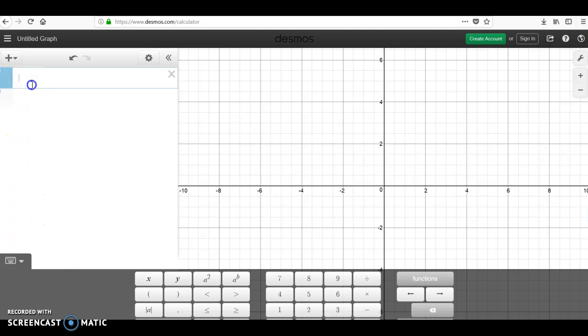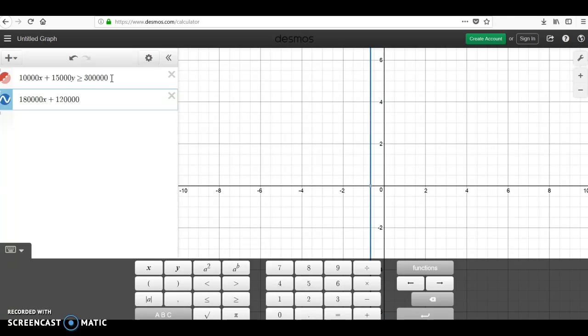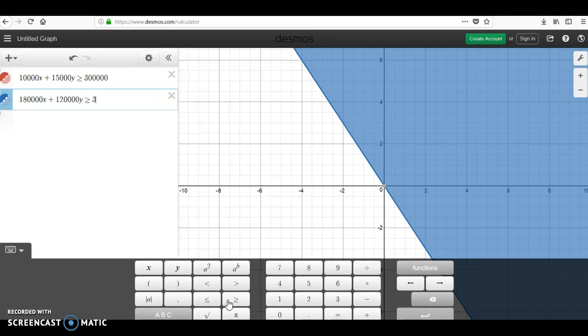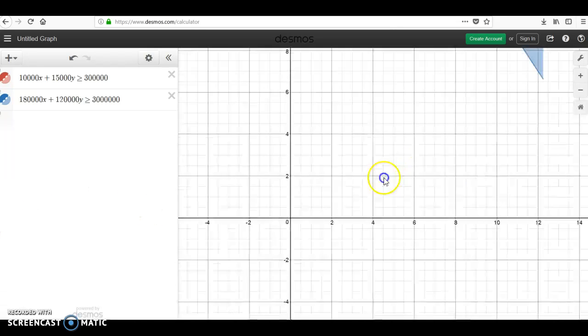All right, our first equation was 10,000X plus 15,000Y had to be greater than or equal to 300,000. Our next equation was 180,000 times X plus 120,000 times Y had to be greater than or equal to 3 million. And of course, we are in the first quadrant. So I'm going to pull this over.